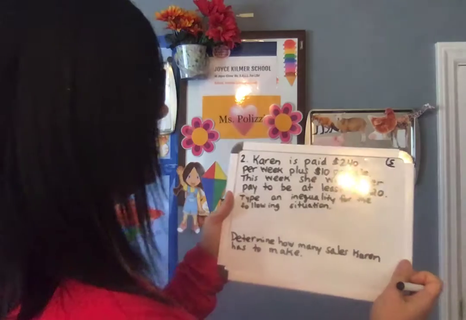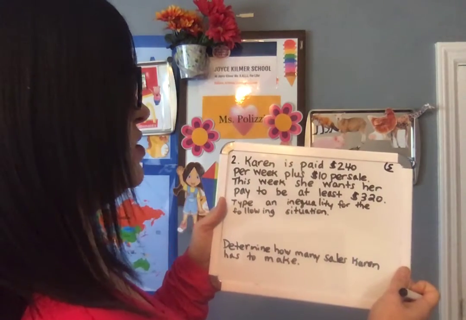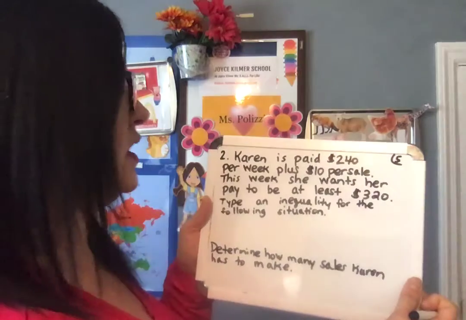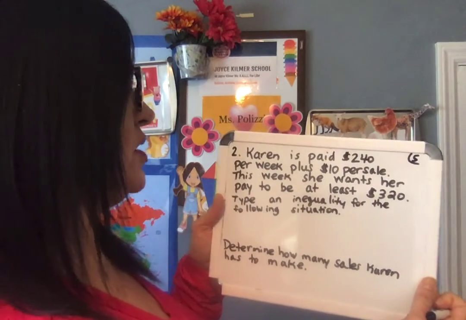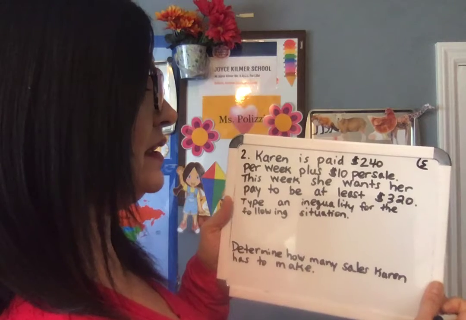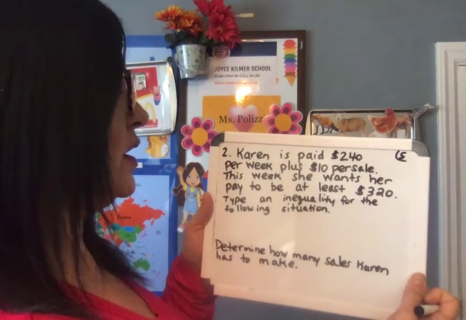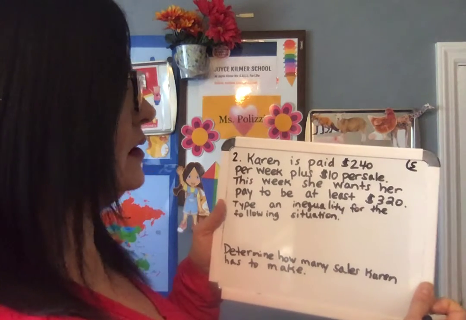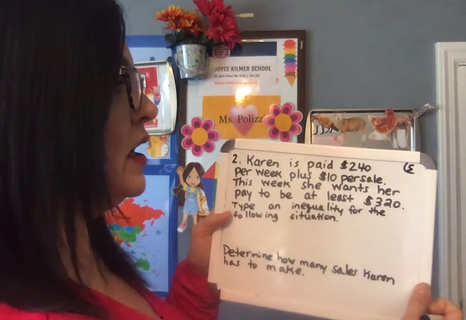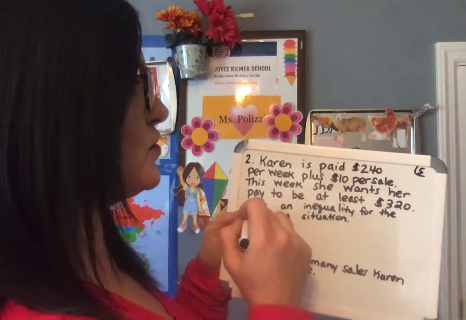All right, let's look at the last page of today's assignment. Let's look at this sample problem. Okay, so Karen is paid $240 per week plus $10 per sale. This week, she wants her pay to be at least $320. Type in an inequality for the following situation. So what would that look like? Well, we know that per week, she makes $10 per sale.